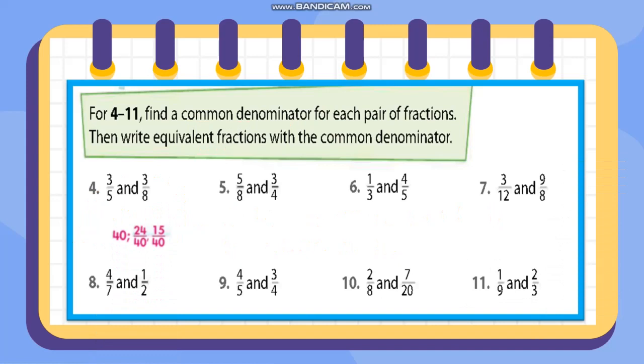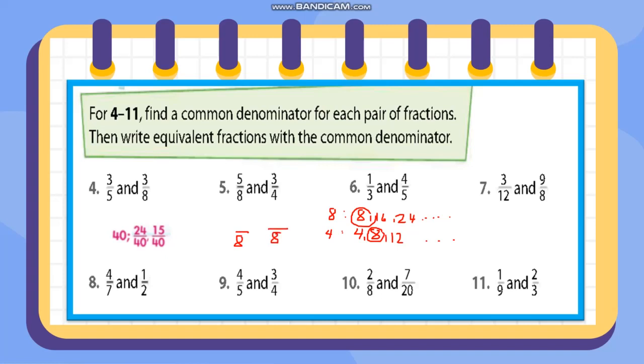Okay, 5/8 and 3/4. So I told you I'm going to use the second rule, or the second way rather, with 4 and 8. So I'm going to get the common multiples. So 8, 16, 24, and so on. Then I have 4, 8, 12, and so on. So I have now in common 8. So that is my common denominator. Then I will use that common denominator to get the equivalent fraction.